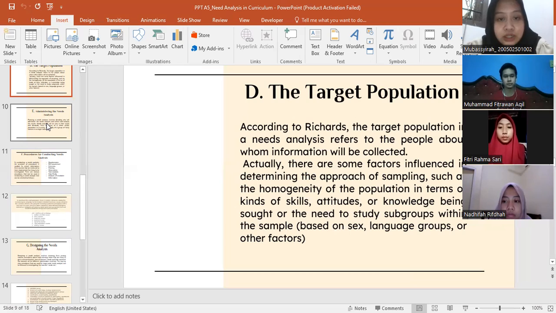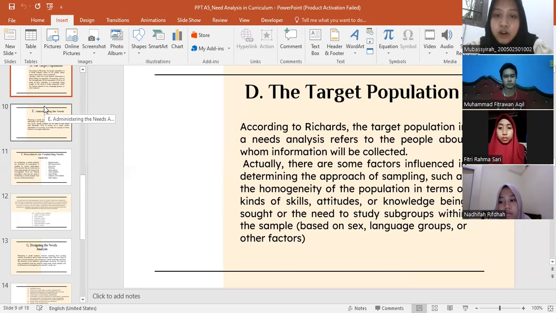So the first one is students currently involved in a foreign language course. The second one, students previously enrolled but no longer studying a language. And the third one is students who have never studied a foreign language.